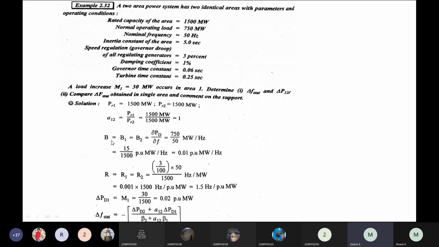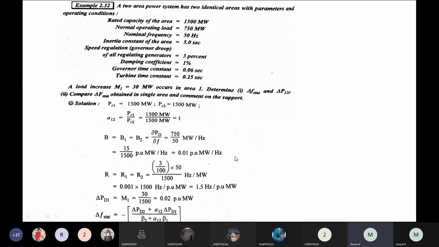Next one is my B. So B, that is B1, B2, is dou PD by dou F. So dou PD is nothing but normal operating load 750 and frequency is 50. So 750 by 50, megawatts per hertz. So I'm having 15 for all. So 15 by 1500. Why am I dividing by 1500 here? I have to change the value into per unit. So 15 by 1500, I'm having 0.01 per unit megawatts per hertz.